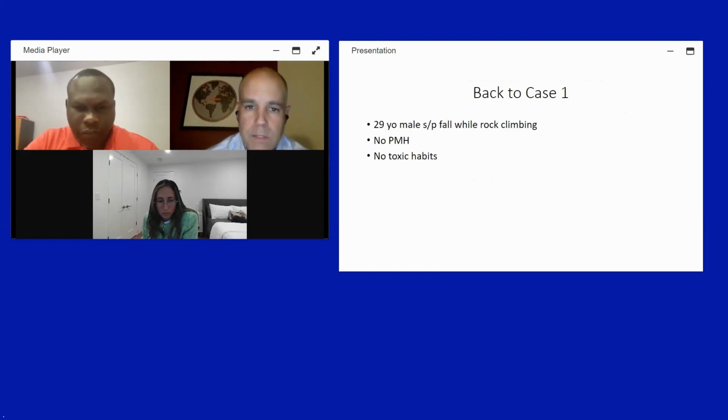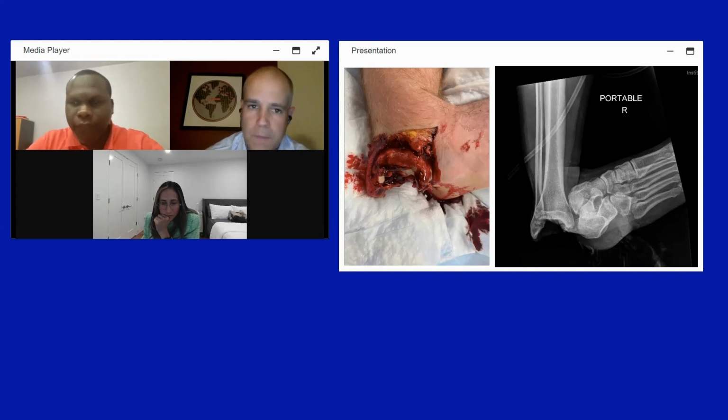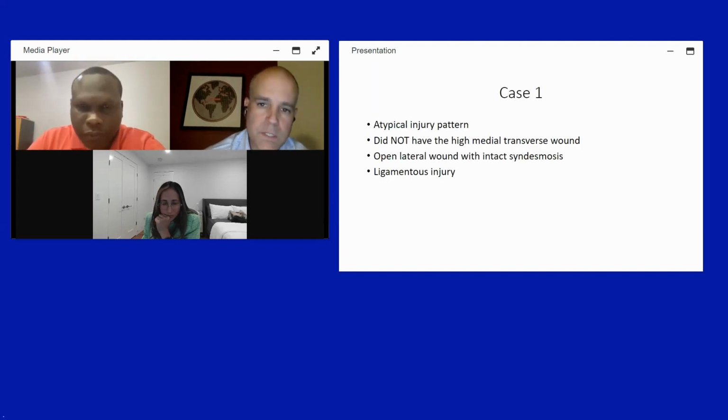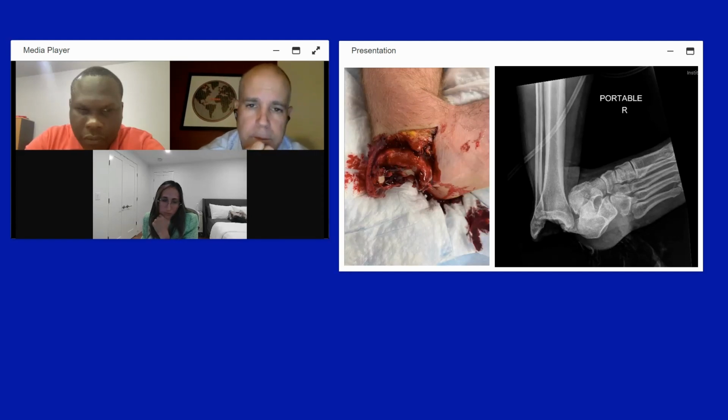But as we work back to our case, our 29-year-old male fell. This is a healthy one. So we luckily had a successful outcome with this one. Got him reduced, splinted. Like I said, this is kind of an atypical pattern. He didn't really have that high medial transverse wound. He had an open lateral wound. His syndesmosis was intact. So the majority of this was a ligamentous injury. But the ominous sign of it, as we go back and look at his wound, was the damage that was done to both the talus and the tibial plafond.